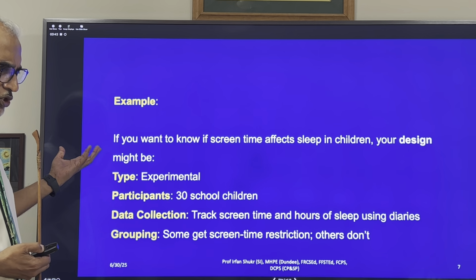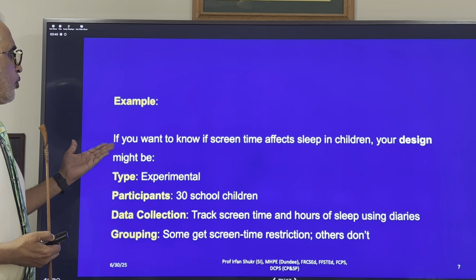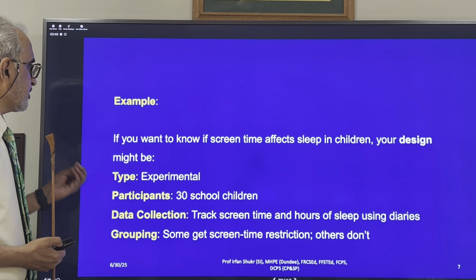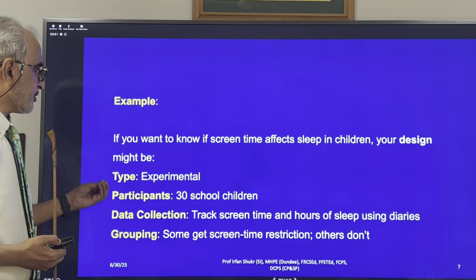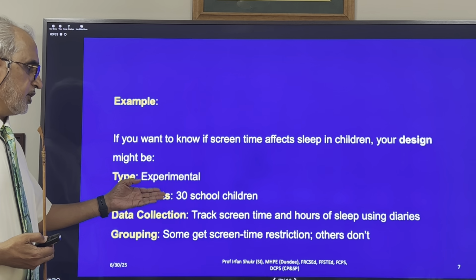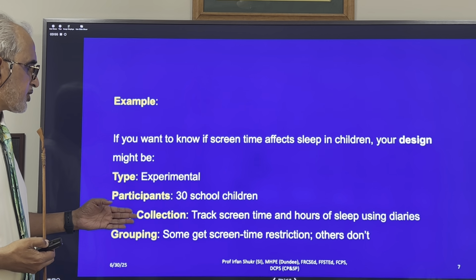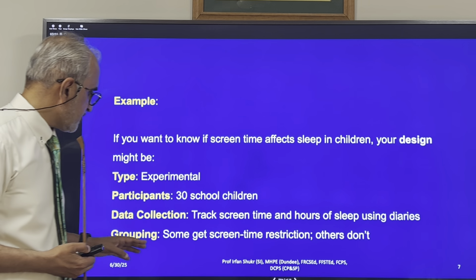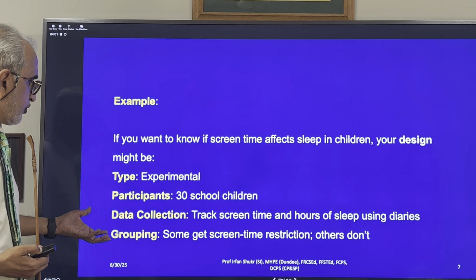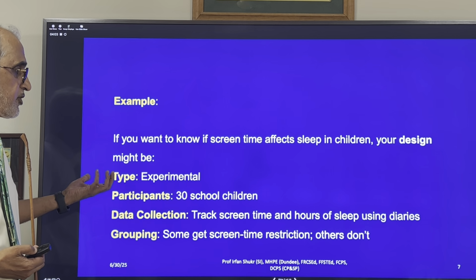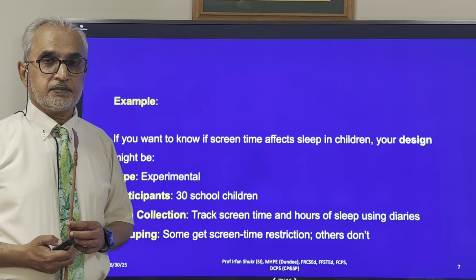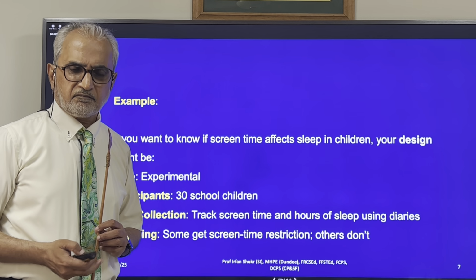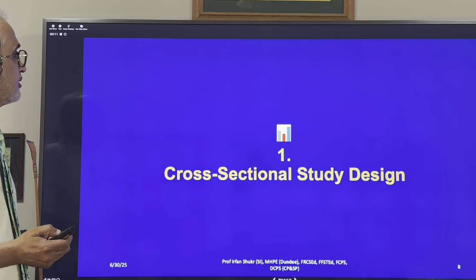For example, just to explain the previous slide, if you want to know if screen time affects sleep in children, your design might be experimental type, participants 30 school children, data collection, tracks screen time and the hours of sleep using diaries, and grouping. Some get screen time restrictions, others don't. This is just an example, just to illustrate what I said on the previous slide.